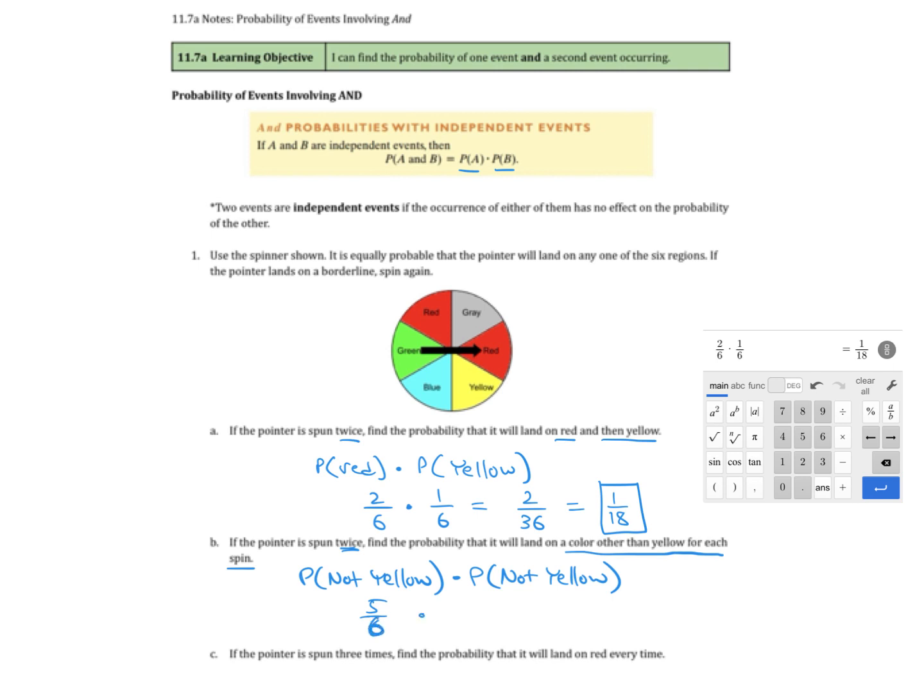When I spin it the second time, the probability of not getting yellow will still be 5 out of 6 because my second spin is not affected by my first spin. That's what it means to be independent events. And now I multiply top times top, 25, bottom times bottom, 36. And 25 over 36 cannot be reduced.